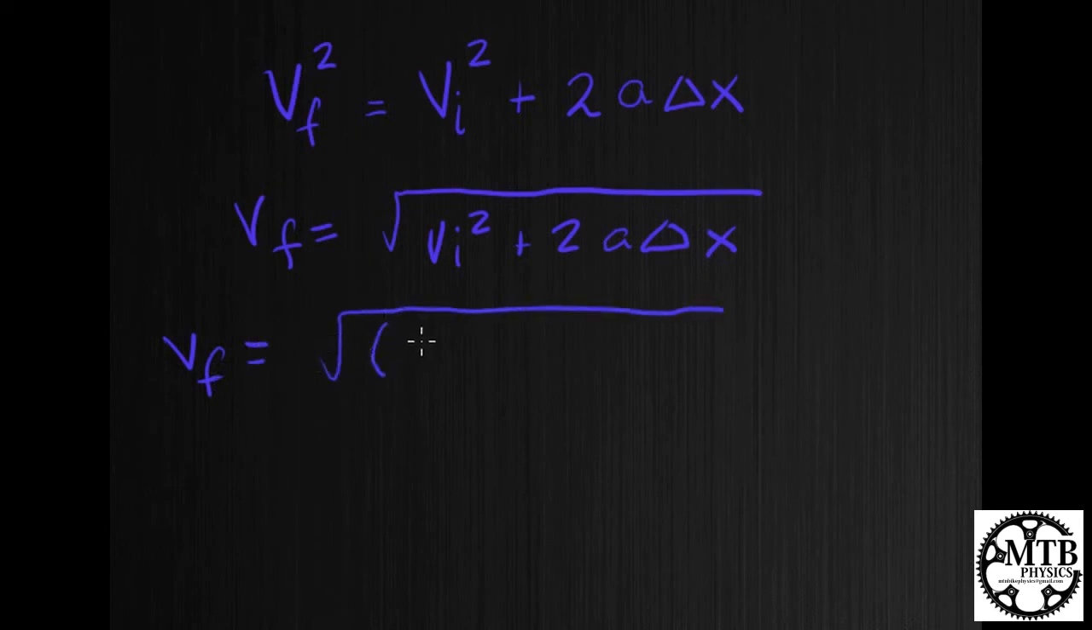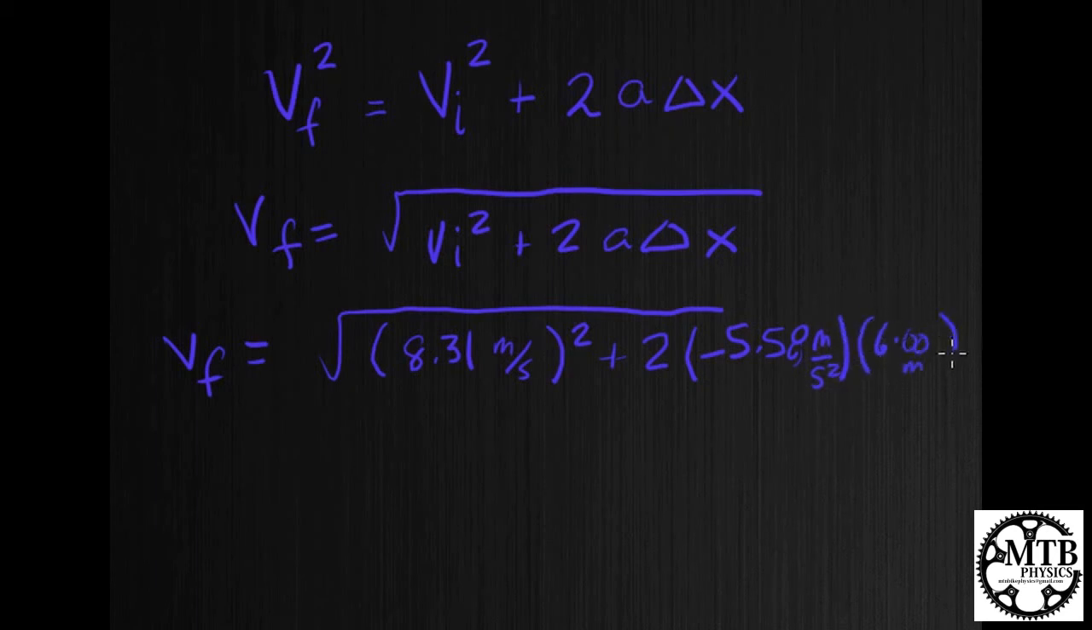We'll plug in our values. Final velocity is going to be equal to the square root of 8.31 meters per second squared plus 2 times our acceleration, negative 5.58 meters per second squared, times our displacement of 6.00 meters. Our final velocity, 2.10 meters per second.